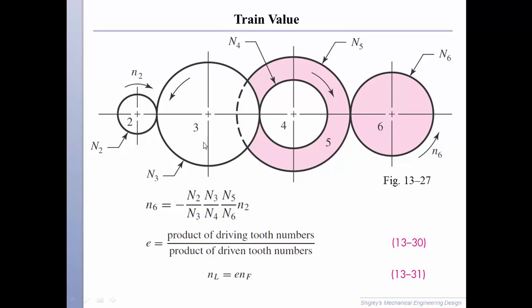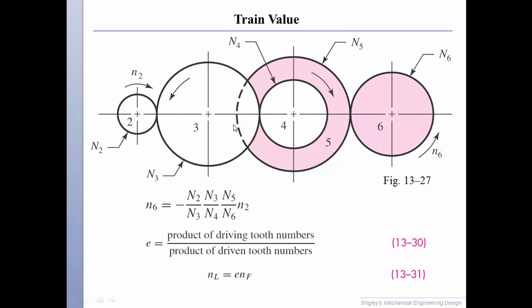So if we were to take as our inputs, N2 is an input, as you see there. N3 is an input because it's driving 4, so we put it there. N5 is an input because it's driving 6, so we put it there. Then looking at the outputs on the bottom, we've got 3 on the bottom as an output because it's driven by 2. 4 is driven by 3, so it's there. 6 is driven by 5, so it's there.